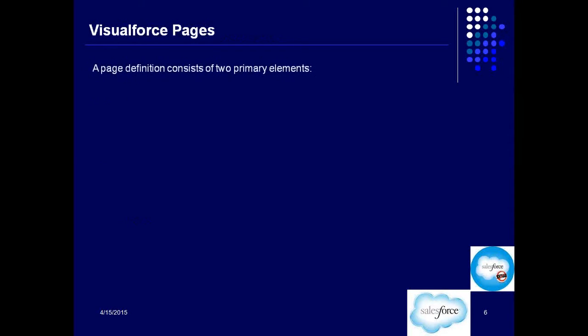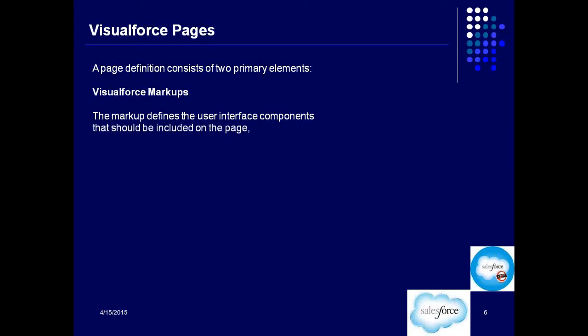Now, let's look into what does my Visualforce page consist of? Okay. So a page definition consists of two primary elements. So there are two primary things which will be there on the page. One should be the Visualforce markups. Okay. The markup defines the user interface component. So all the UI components, or in other words, whatever we can see on the page or whatever we view on the page, that is the markup. Okay. That should be included on the page.